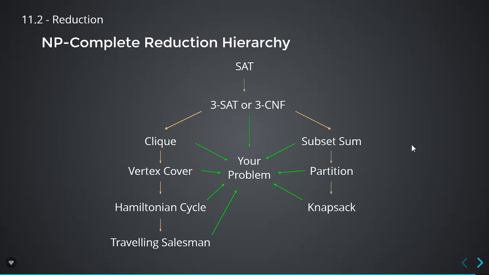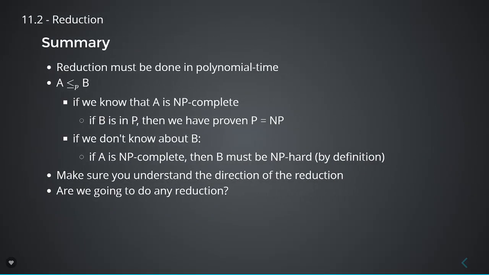Okay, so that should sum it up. Key point number 1, the reduction must be done in polynomial time. If it's not in polynomial time, then it's kind of useless. This is the notation for reduction. We can reduce A to B if we know that A is NP-complete, and B is in P, then we have proven that P equals NP, because we can reduce every problem in NP into a polynomial time algorithm.